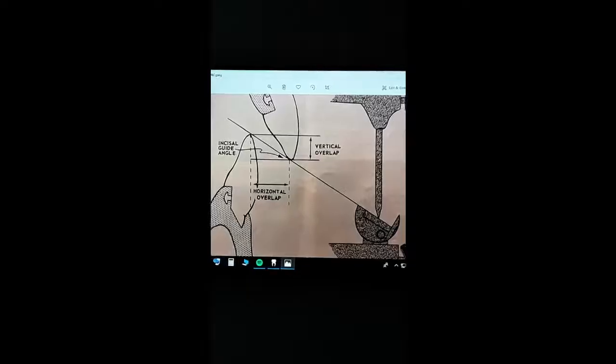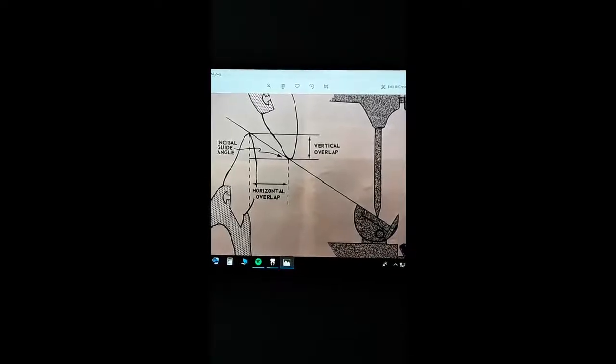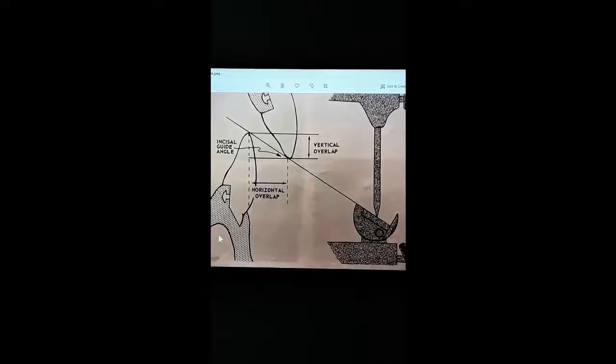As we have a normal jaw relationship between the maxilla and the mandible, described as class 1 jaw relationship, the mandibular anterior teeth are set lingually to the maxillary anterior teeth, creating a horizontal overlap. This horizontal overlap is called the overjet.